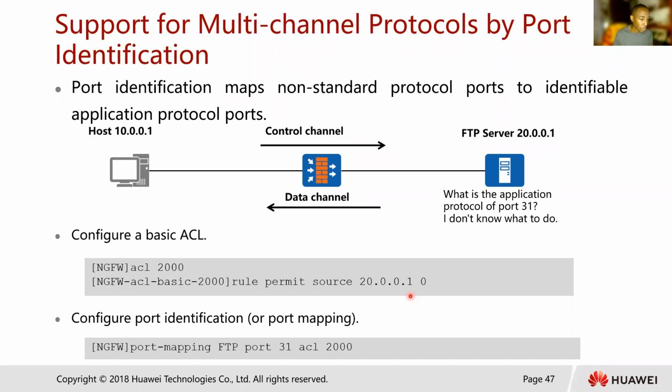Configure port identification or port mapping. So port mapping, FTP port 31 to ACL 2000. Nice. So you get the rule to permit all the traffic coming from a certain server. Then you map the port, the FTP port, like 21 or 31, to the access control list.